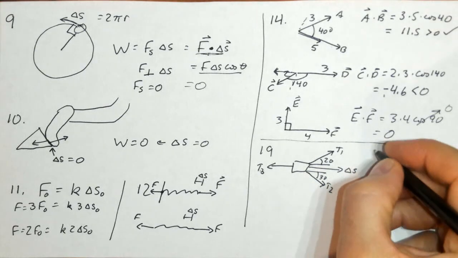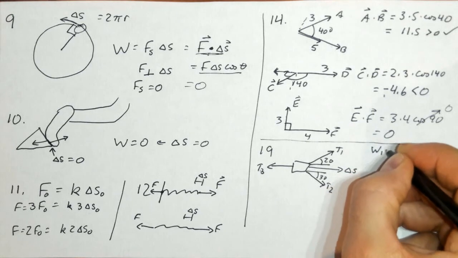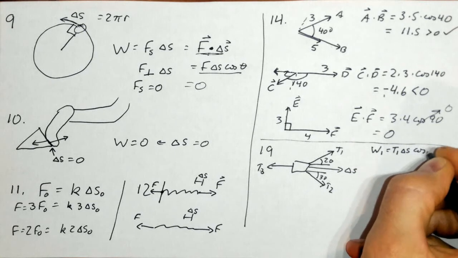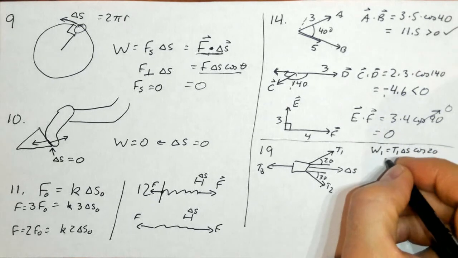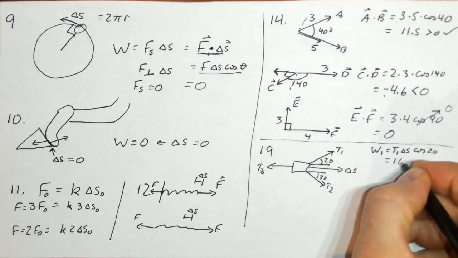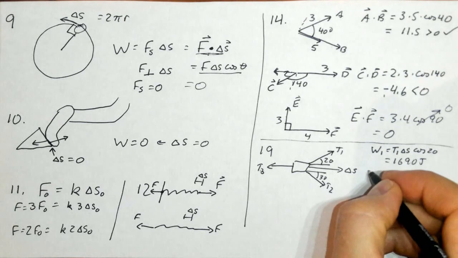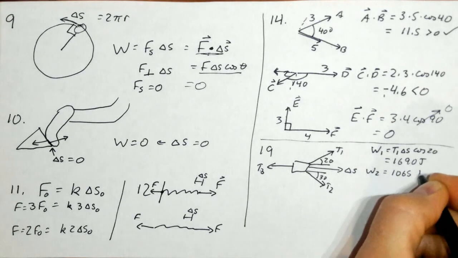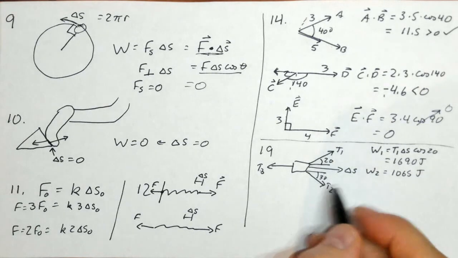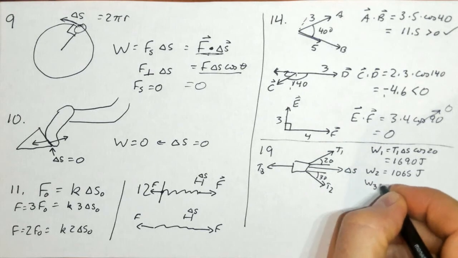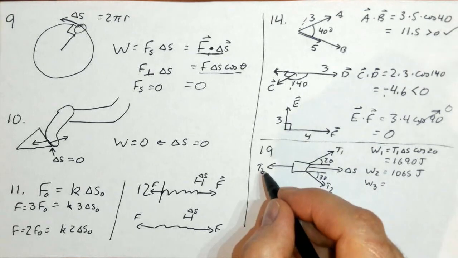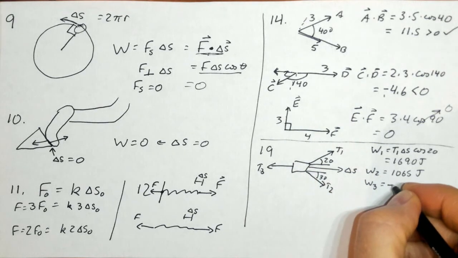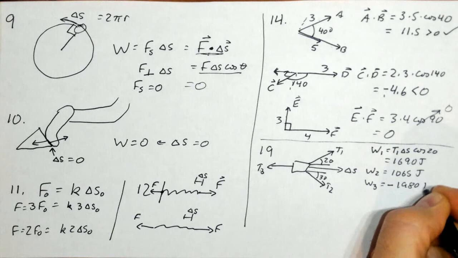So for the work done by 1, it's going to be T1 times delta S times the cosine of the angle between them, which is 20. And that's going to be equal to 1690. In like manner, we can find the work done by 2, and you're going to get 1065, plugging in 30 degrees for its angle. And if we do T3, we plug in its value there, but we're going to get cosine of 180 degrees, which gives us the minus sign, 1980 joules.